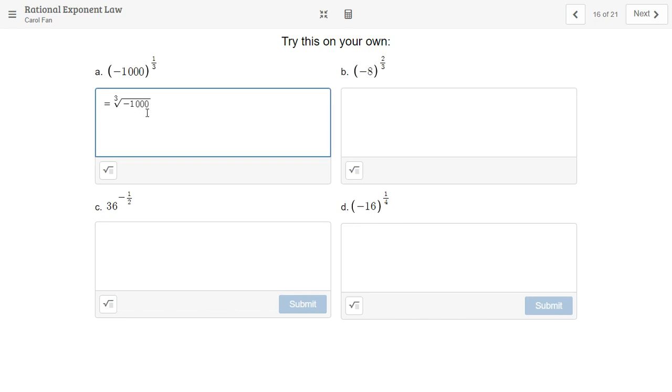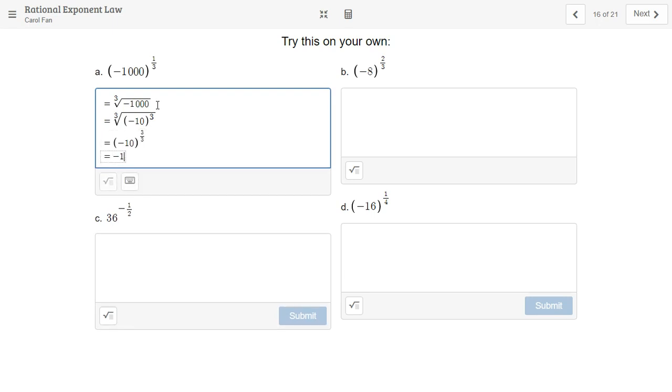But I know that any 1,000, 10,000, 100,000, a million, these are all multiples of 10. So even though 10 is not a prime number, I would like to re-express negative 1,000 as base 10. We have the third root of negative 10 to the power of 3. This simplifies to negative 10 to the exponent 3 over 3, or simply negative 10.